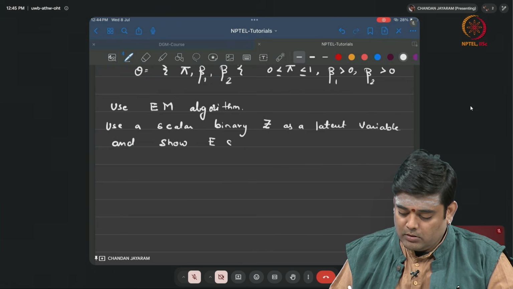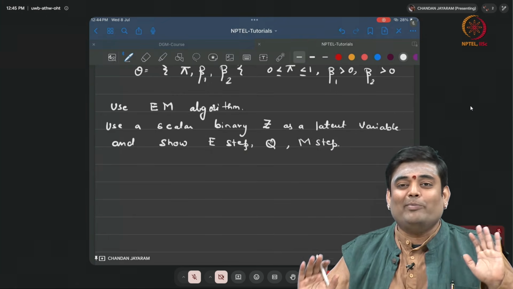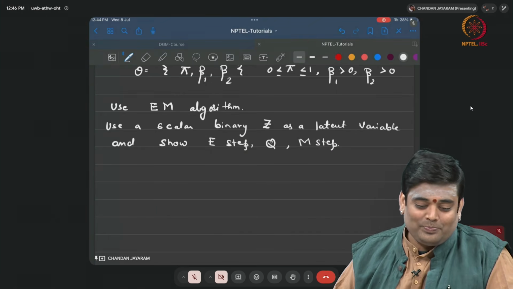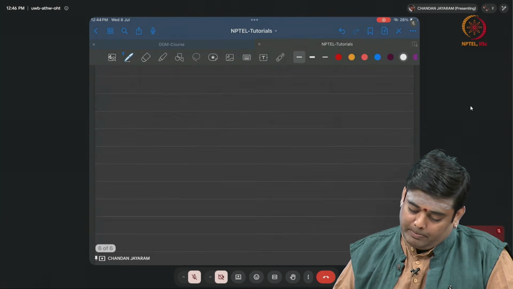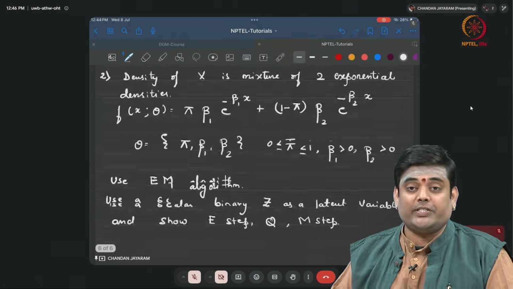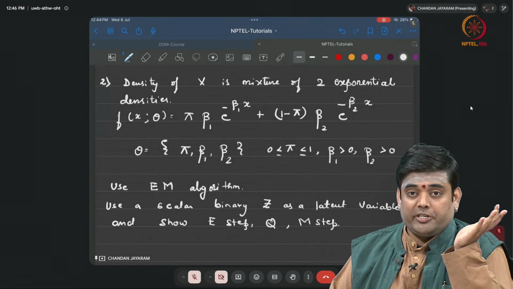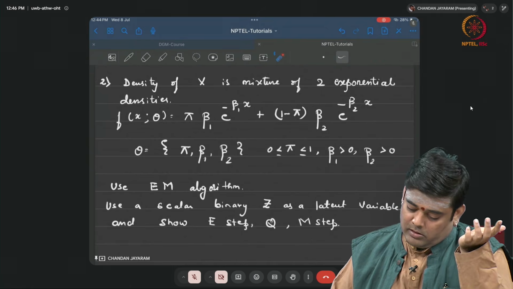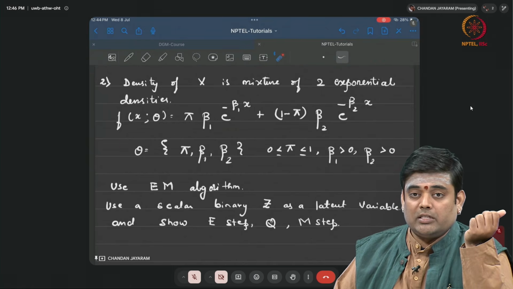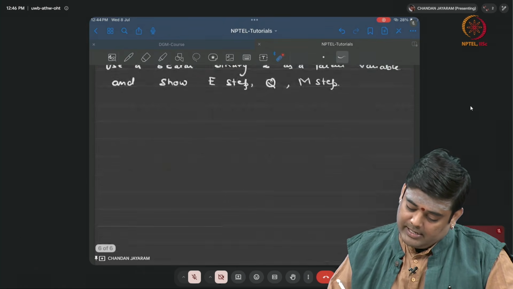Show the E step, the Q function and the M step. That means we just go through the whole EM algorithm once, as is being said here. Let us go into the solution. I assume the question is clear. You have a mixture of two exponential densities, and you have to obtain the forms for the parameters.